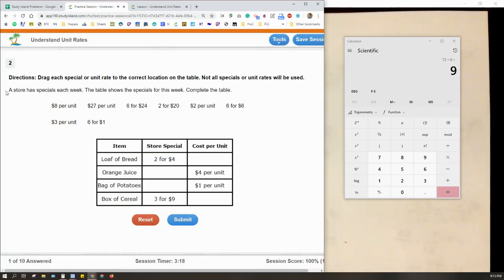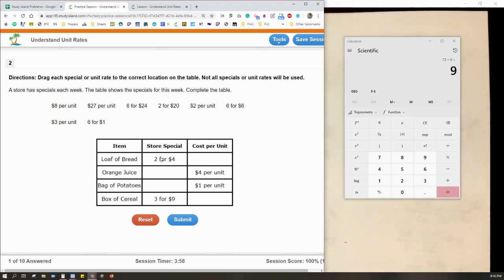Number 2, a store has specials each week. The table shows the specials for this week. Complete the table. All right, so we've got a loaf of bread. The store special is 2 loaves of bread for $4. The cost per unit would be how many dollars per individual loaf of bread. So when it says per unit, that means how much for one of those things. So the first row is per loaf of bread. The next one will be per orange juice, I'm guessing a carton of orange juice. The next one would be per bag of potatoes. And the last one is per box of cereal.